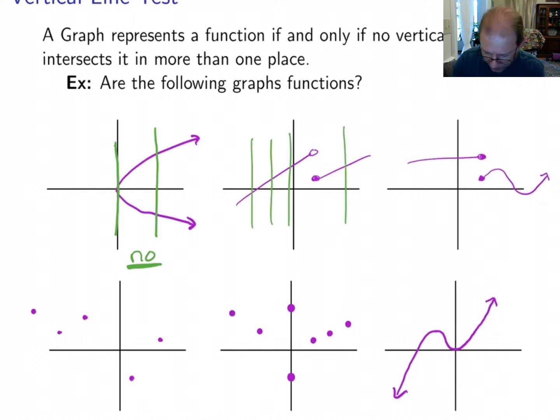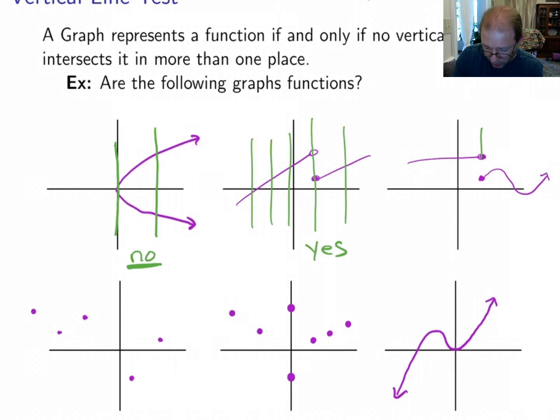Same thing over here. Right here in the middle, though, if I draw a vertical line through there, it touches the function here. But up here it doesn't touch the function because that's an open circle, meaning that point's not there. So this passes the vertical line test. So is this a function? Yes.